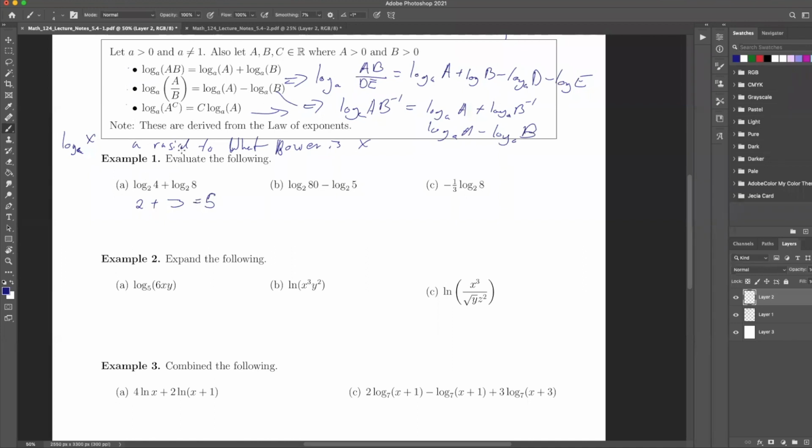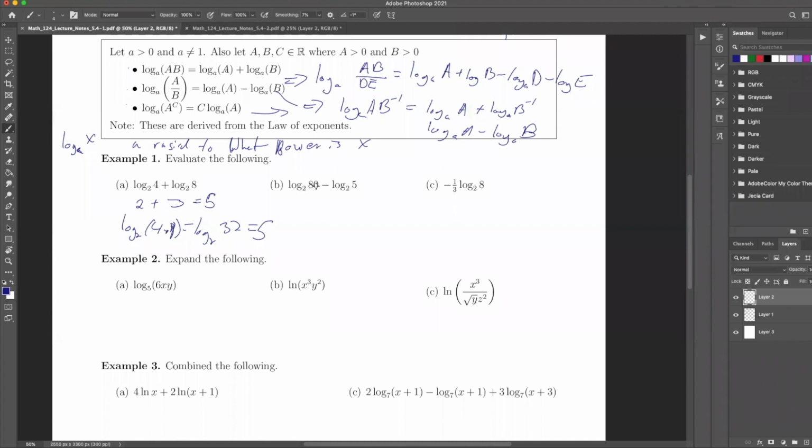Another way of evaluating it is using this rule up here, and I could write log base 2 of 4 times 8, right? So I add them up, it's the same thing as multiplying. So 4 times 8, which is log base 2 of 32. Well, 2 to what power is 32? Well, the answer is 5. So either way works. You can evaluate it directly, like we did here, and get 5, or we could use our rule up here to put it together.